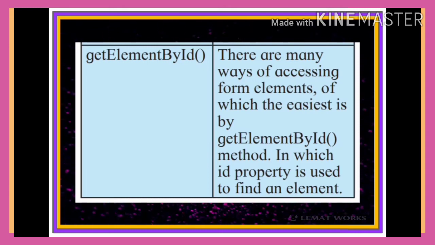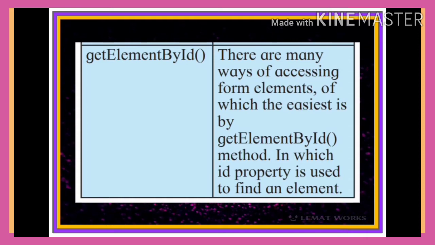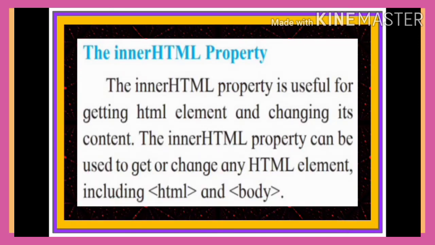There are many ways of accessing form elements, of which the easiest is by getElementById method, in which the ID property is used to find an element. The getElementById method is generally used with the innerHTML property of JavaScript. The innerHTML property is useful for getting an HTML element and changing its content. The innerHTML property can be used to get or change any HTML element, including the HTML and body tag.